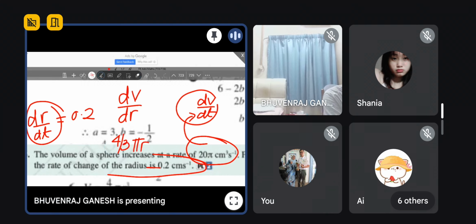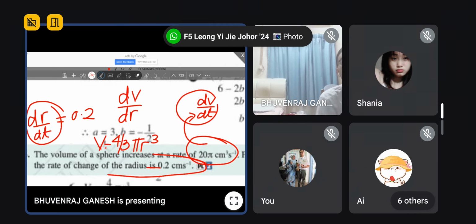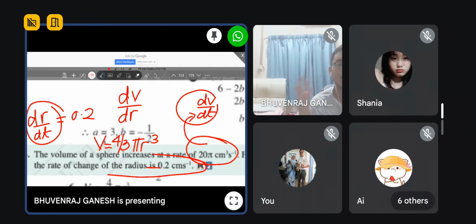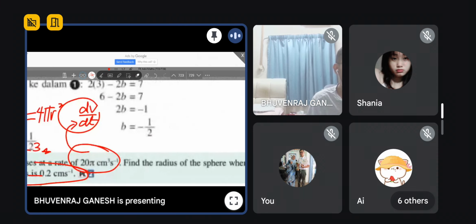4/3 pi r cube. So basically, you must differentiate this equation. So can anyone tell me, after differentiate, what is your answer? Very good, Karthik. Boys team, another point. 4 pi r square. Okay, so dV/dr is equal to 4 pi r square. So now, they tell you, let me see.